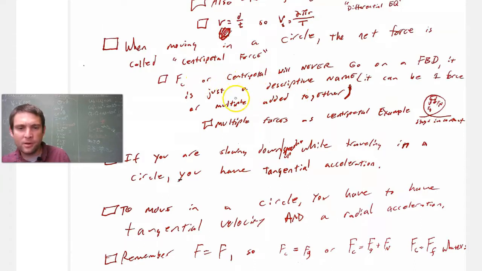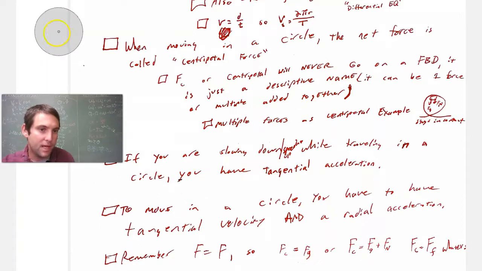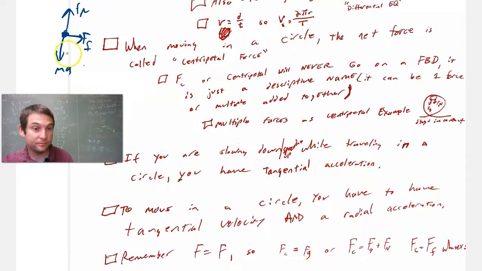Centripetal force will never go on a free body diagram. It's just a descriptive name. It can be one force or multiple forces added together. So, for example, if we take the penny on the record, we have mg going down, we have FN going up, and then keeping us on the record was our frictional force. So our frictional force in this case is what's keeping us moving towards the center of the circle.